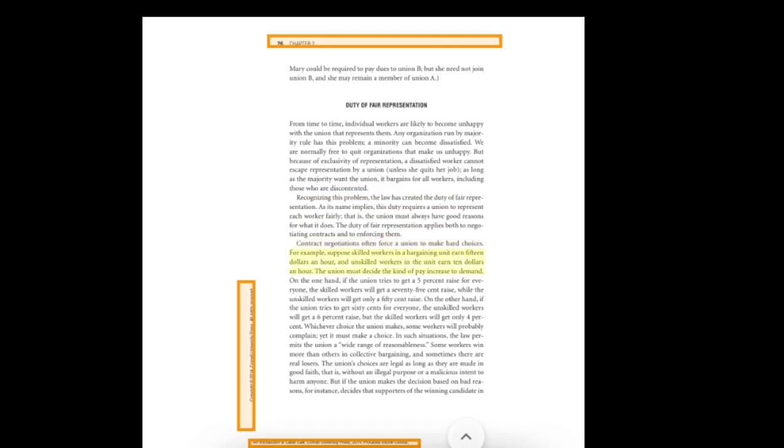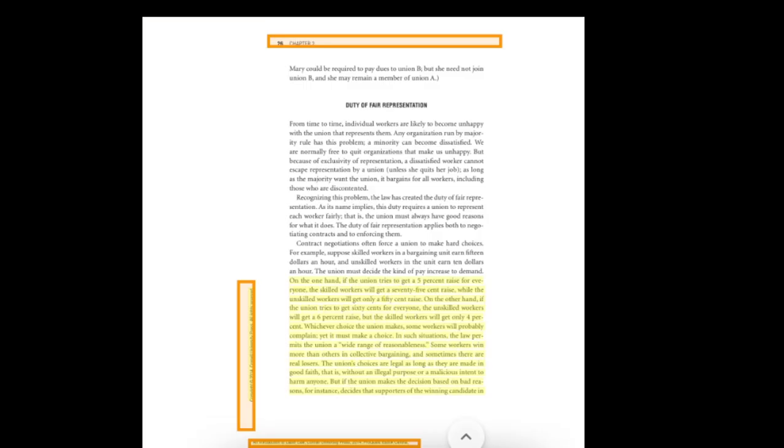For example, suppose skilled workers in a bargaining unit earn $15 an hour, and unskilled workers in the unit earn $10 an hour. The union must decide the kind of pay increase to demand. On the one hand, if the union tries to get a 5% raise for everyone, the skilled workers will get a 75 cent raise, while the unskilled workers will get only a 5% raise. On the other hand, if the union tries to get 60 cents for everyone, the unskilled workers will get a 6% raise, but the skilled workers will get only 4%. Whichever choice the union makes, some workers will probably complain, yet it must make a choice.